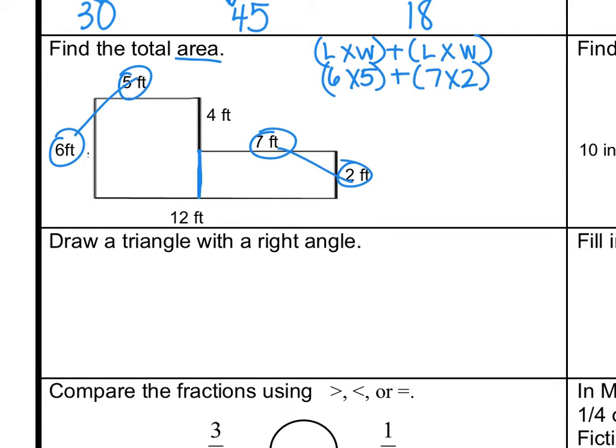Now let's solve it. 6 times 5 is 30. Bring down the plus. 7 times 2 is 14. And I hope you can do this in your head. 30 plus 14 would be 44. But then we have to finish up and say feet squared.